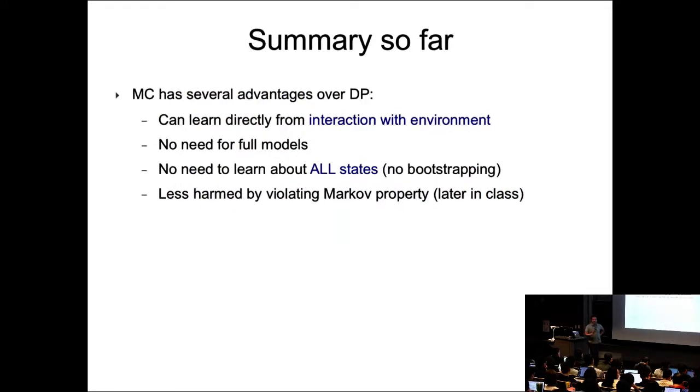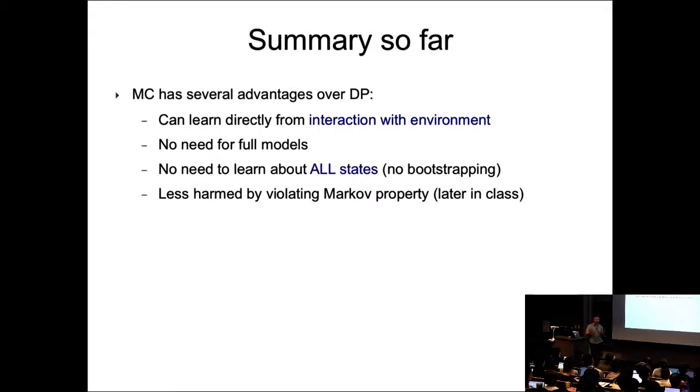So let's look at the summary so far. Monte Carlo has several advantages over dynamic programming, right? We can learn directly from interaction with the environment, right? So the environment supplies us the next state. No need for full models. We don't really need to have a full model of the world, right? Which is both an advantage and a disadvantage.